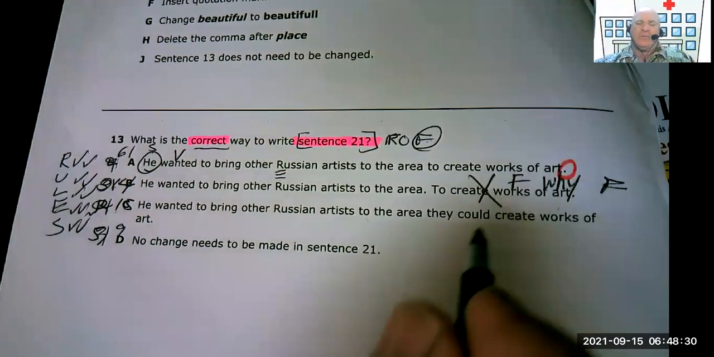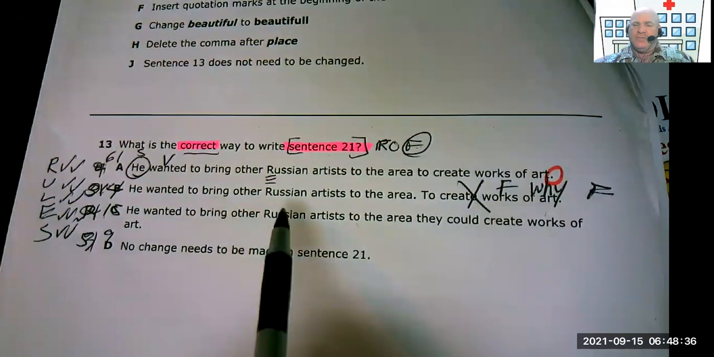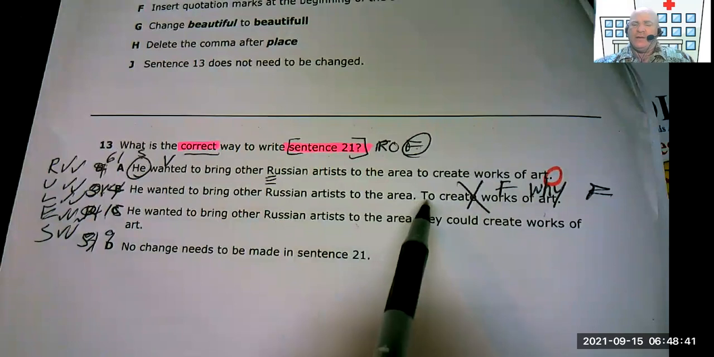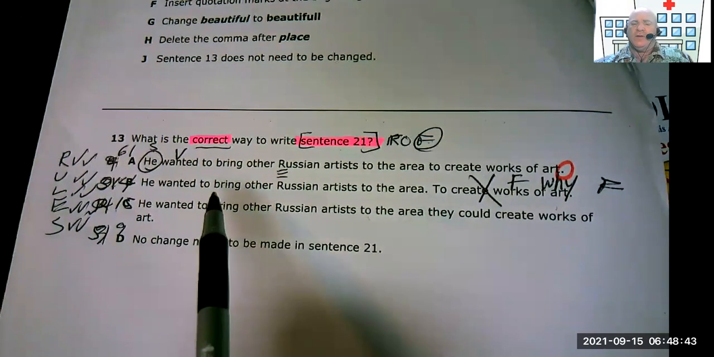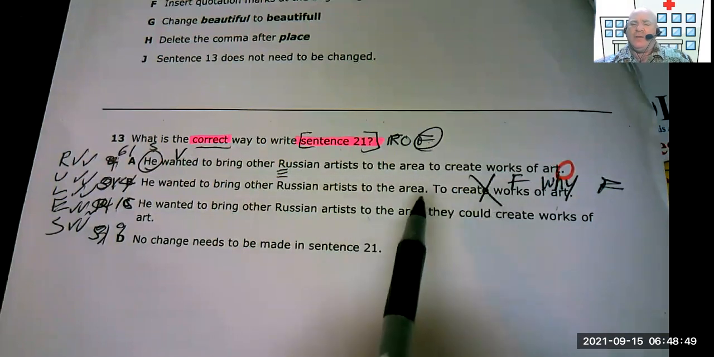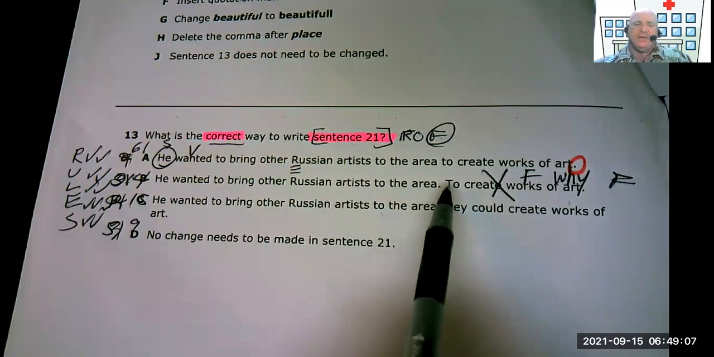But if you allow your kids to read this silently with no verbalization of the period or capital, what's going to happen is it's going to sound great in their head. Listen, he wanted to bring other Russian artists to the area to create works of art. You can't be like a person in a car ignoring stop signs. So it's important your kids either bounce the imaginary ball on the floor, or you say period to stop and say capital, or pretend to put on your caps, or else you won't notice that fragment at the end.